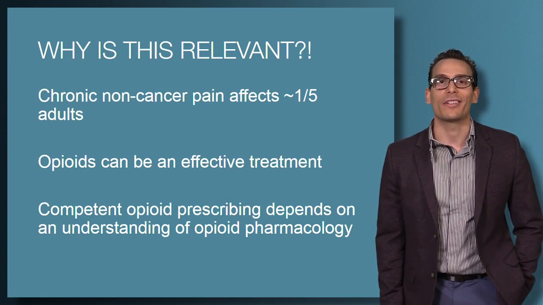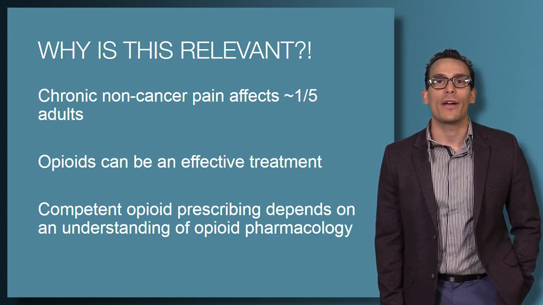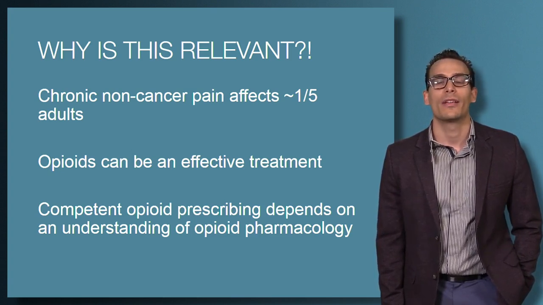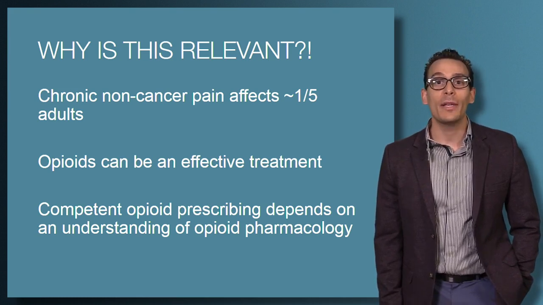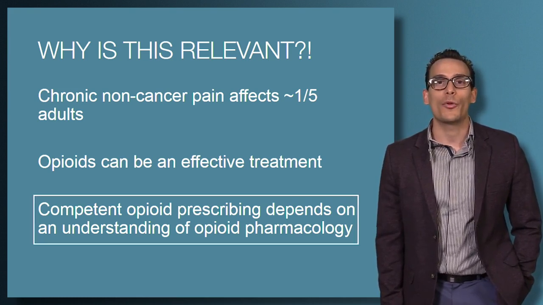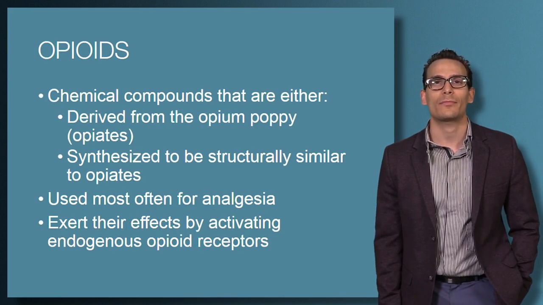So why is this all relevant? Because chronic non-cancer pain affects approximately 1 out of 5 adults, and opioids can be an effective treatment for chronic non-cancer pain. Arguably most importantly, competent opioid prescribing depends on an understanding of opioid pharmacology.